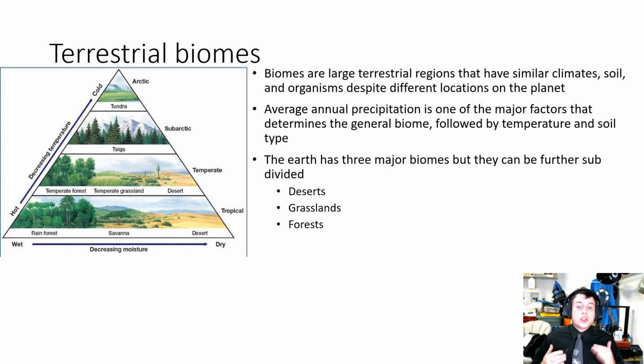All right, so when we look at biomes, there are three major groups, and you can already see that being represented over there. They are deserts, grasslands, and forests. But those deserts, grasslands, and forests are going to have unique characteristics depending on how the amount of water and the temperature is shifted.